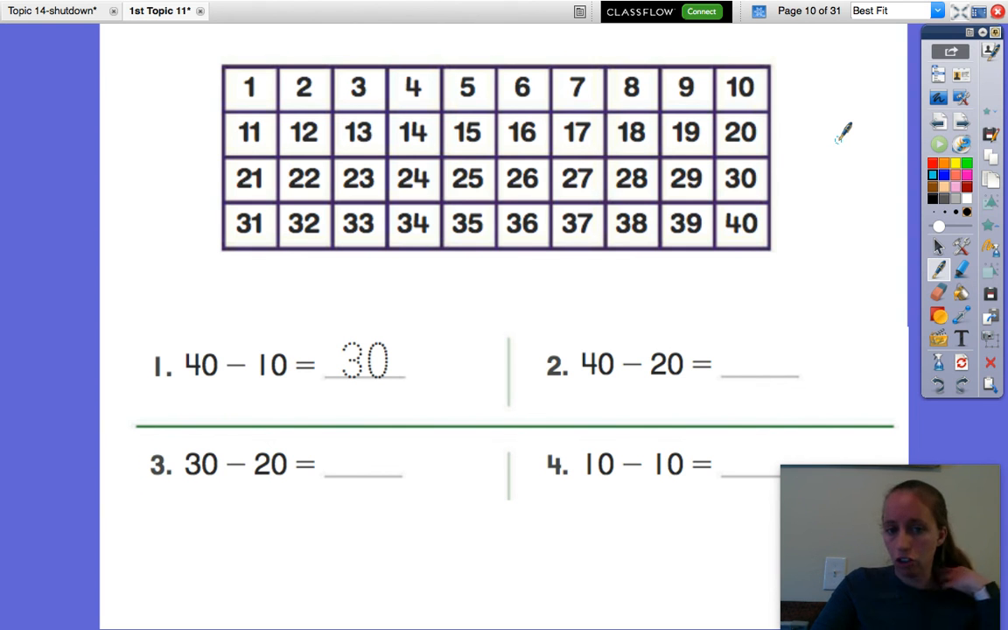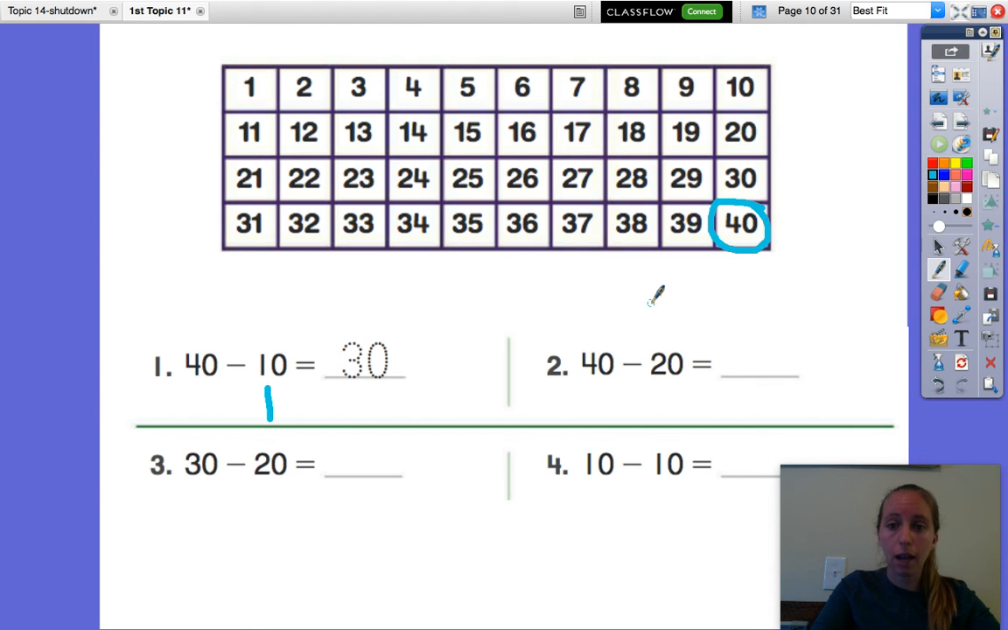There is a hundreds chart. This hundreds chart only goes from 1 to 40, right? Starts at 1, ends at 40, but it's going to help us solve these 4 problems. So the first problem says 40 minus 10, and they already told us it equals 30, but let's prove it. Let's use our hundreds chart to show this. 40 minus 10, so we're going to start at the first number, right? Start at 40. 40 is right here. Now I'm going to take away 10, which is just 1 group of 10.